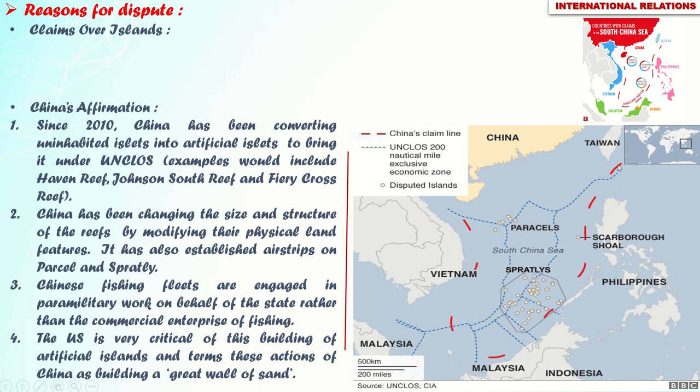So please observe here how many red lines there are. 1, 2, 3, 4, 5, 6, 7, 8, and 9 is nothing but China's claim line. Another name for it is China's nine-dash line. So this is the major conflict, the disputes.